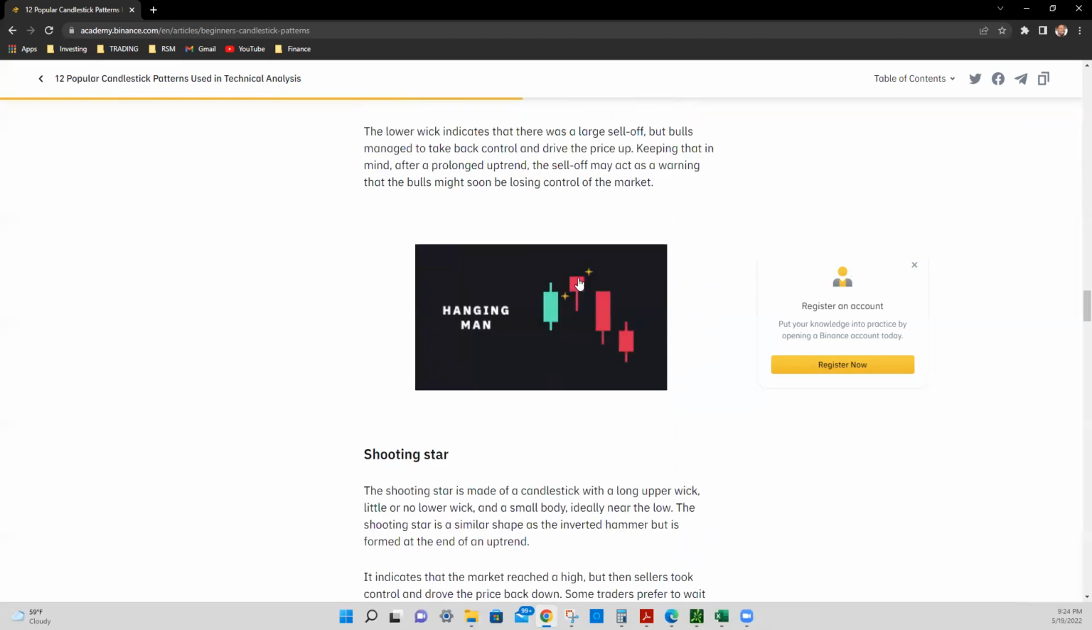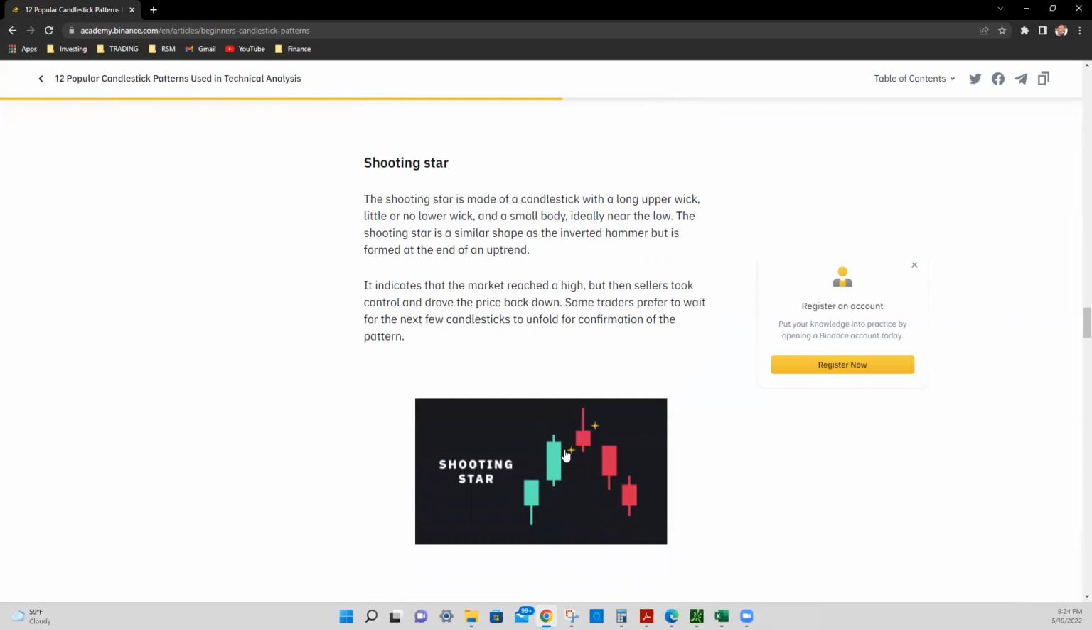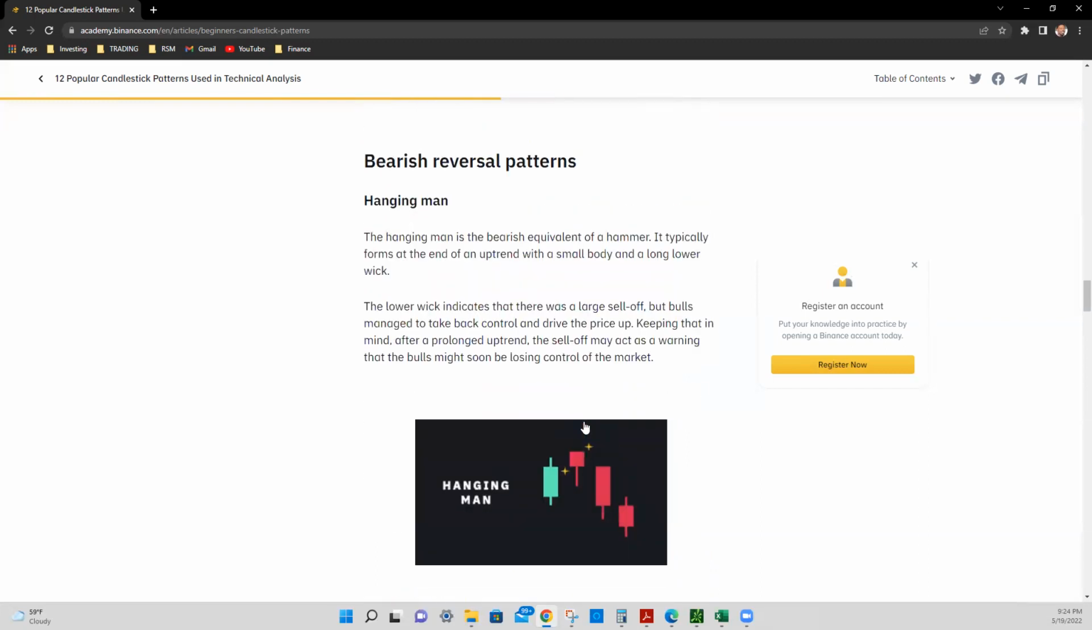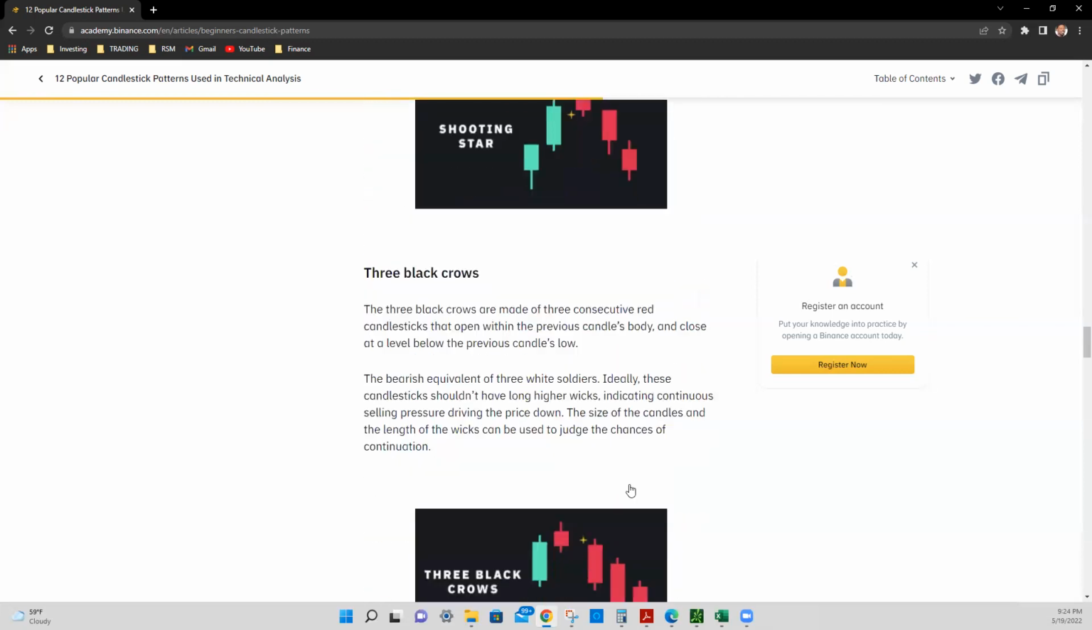So the hanging man, I don't really look at this one too much. I would rather the shooting star, because you see this long wick. This long wick indicates that price got rejected at this level, and it closed lower than what it opened at. It's red. So once I see this pattern, this indicates that a potential downtrend is going to happen next.